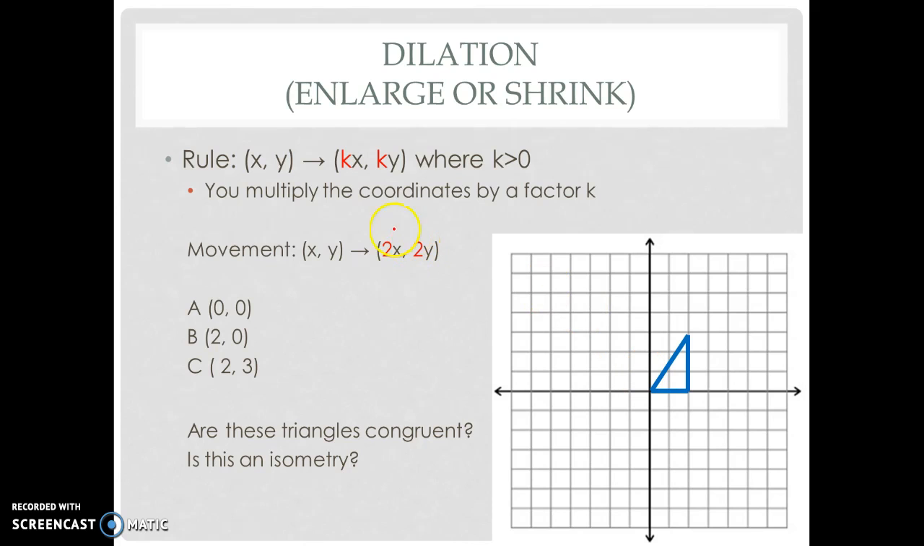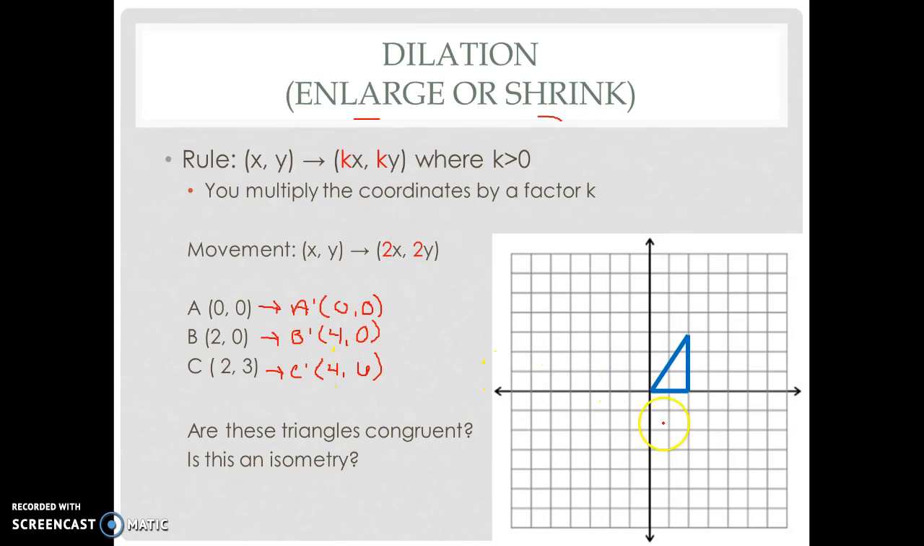Taking a look at a dilation, remember, a dilation does change the size. It's either going to enlarge or shrink your image. So in this case, it's always multiplying your coordinates by a constant k that is positive. So what we're going to do is we're going to multiply by 2. So again, A prime, this means after we've applied the movement, we've applied the rule. 2 times 0 is 0, 2 times 0 is 0. B prime, 2 times 2 is 4, 2 times 0 is 0. And C prime, 2 times 2 is 4, 2 times 3 is 6.